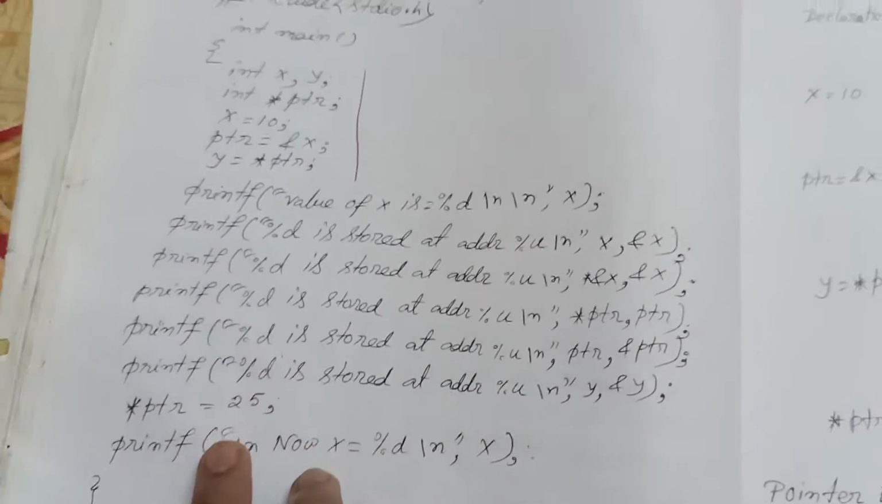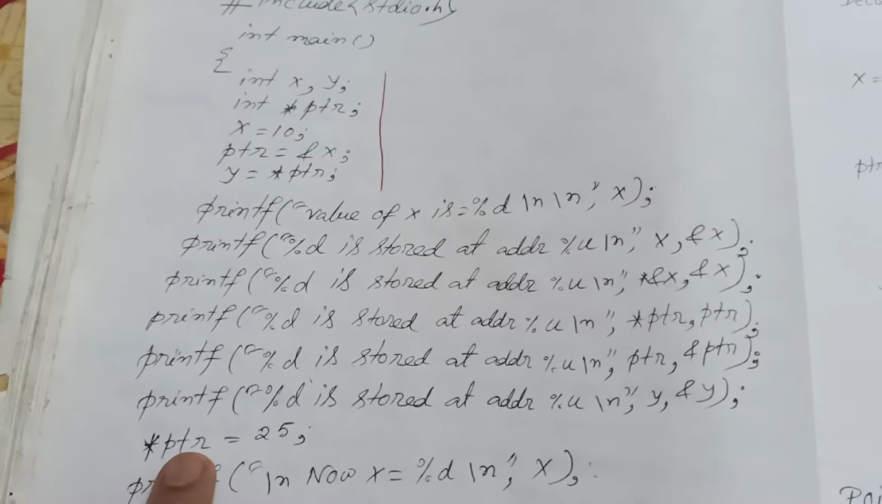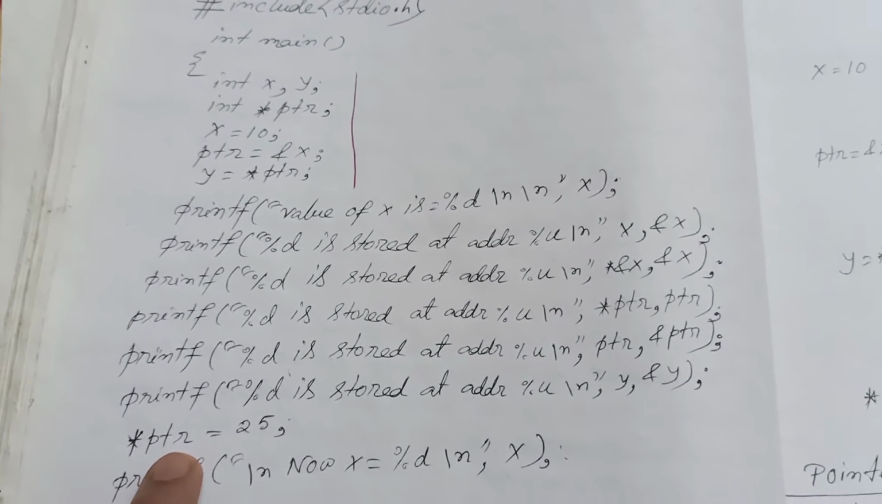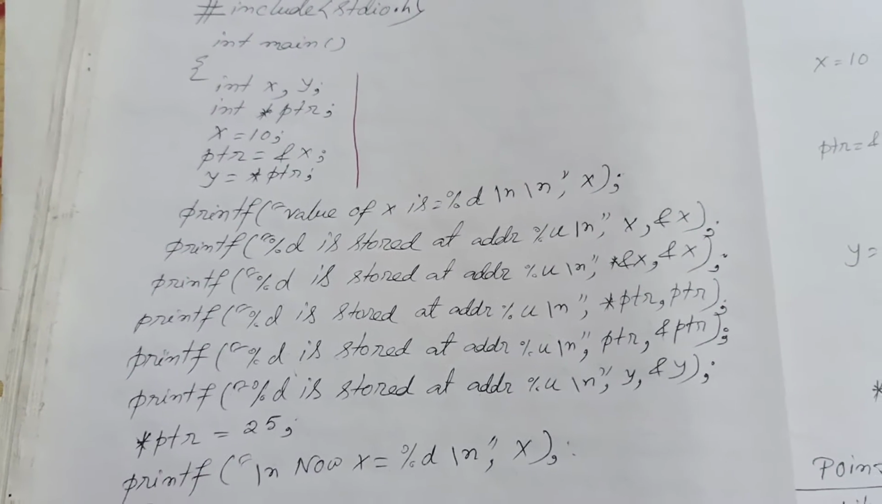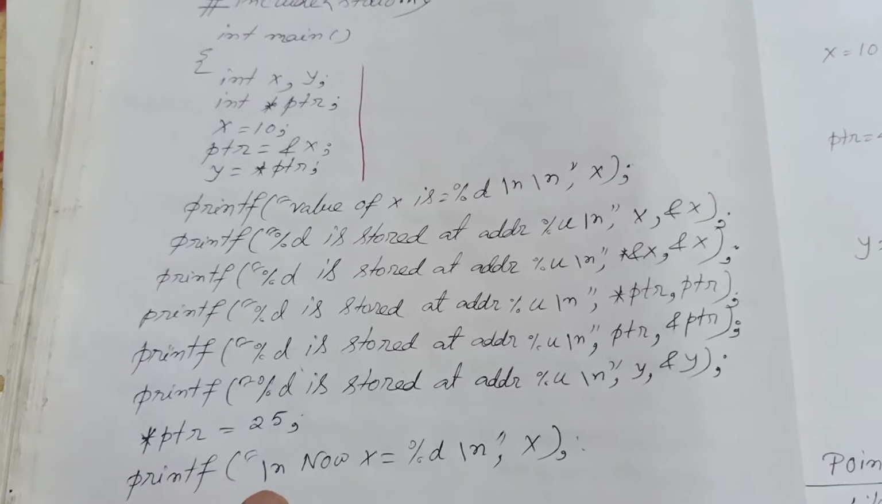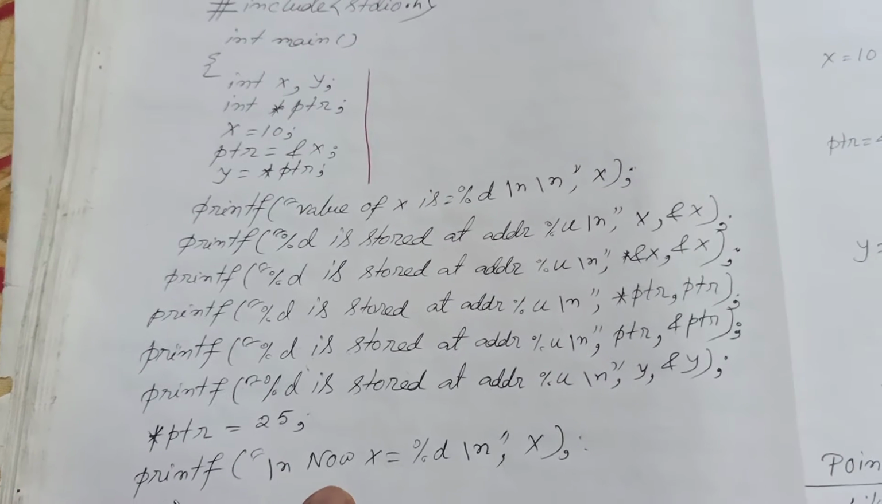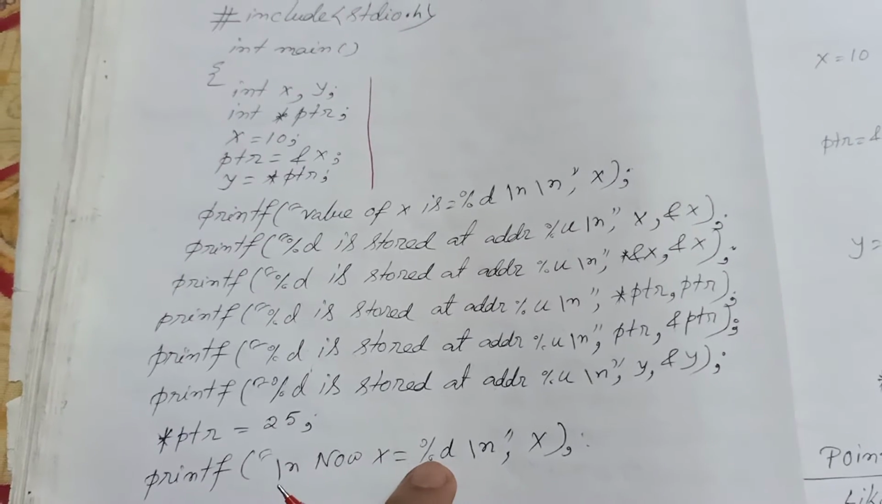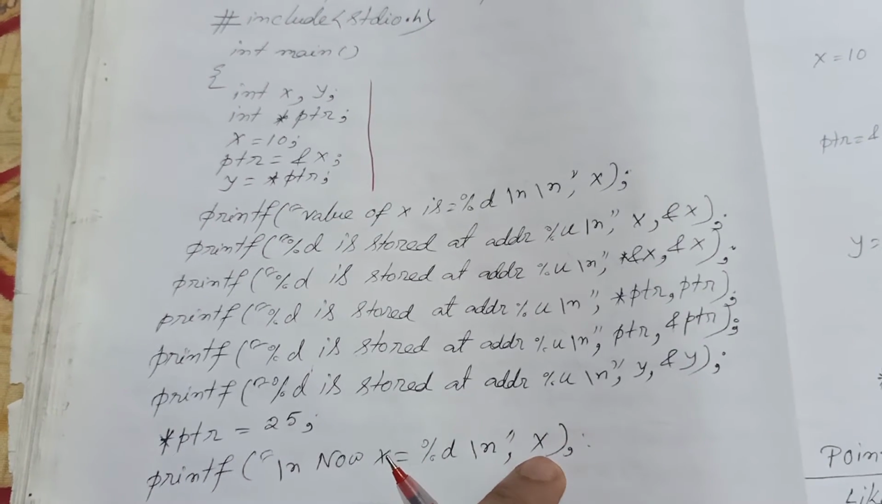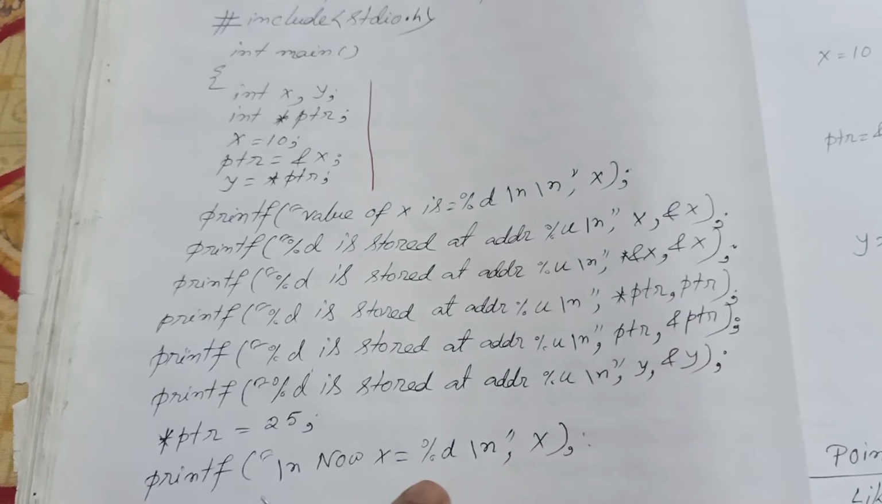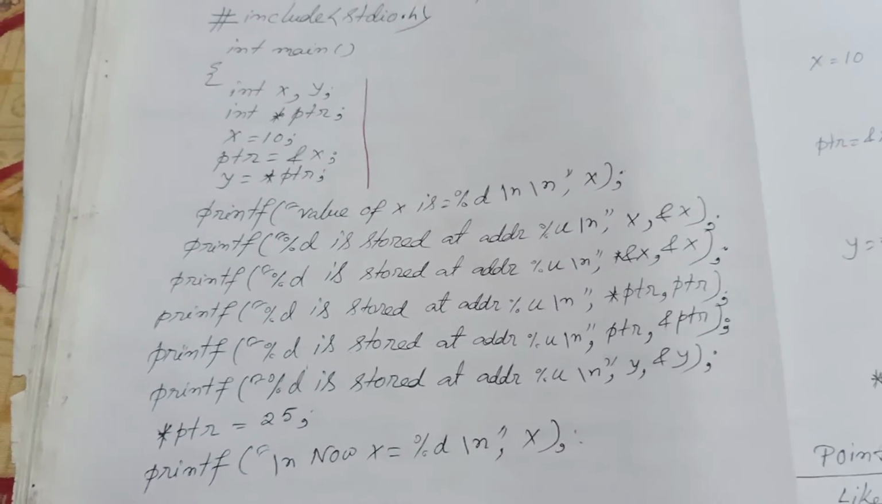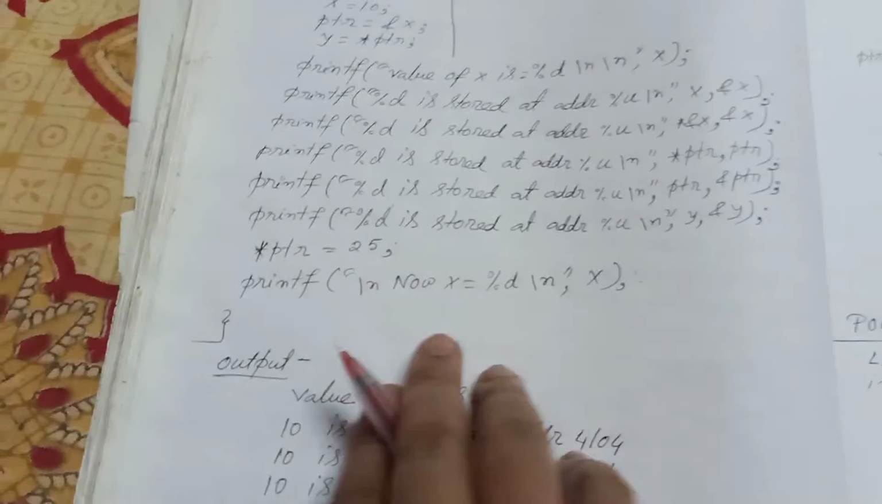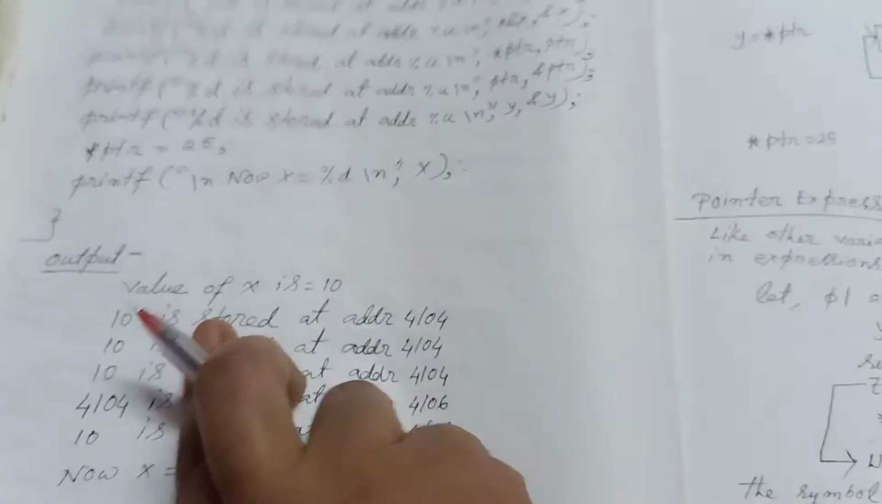Now let's take a new value of pointer ptr equal to 25. So the printf shows the new value of x equal to %d. So after the quotation we are putting x, and we are getting the value of x. So what should be the output from the above program?